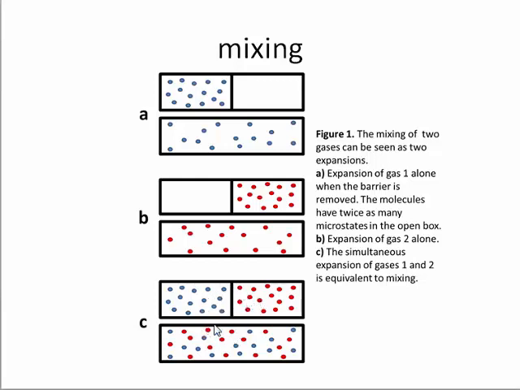Mixing can be thought of as a volume expansion for two gases into the mixed volume. This increases the number of possible microstates for particles, the places that they can be, and thus increases the entropy.